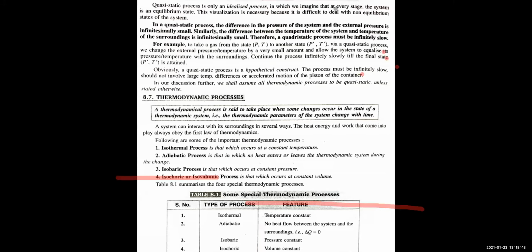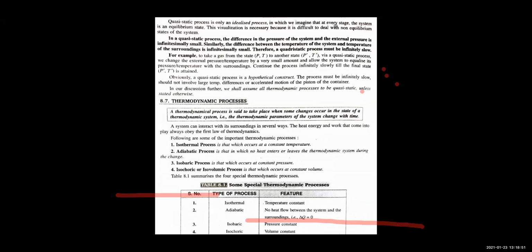Okay, let's talk about thermodynamical processes. Thermodynamical processes are the processes in which the thermodynamical variables which define the system change with time. Now the first thermodynamical process is isothermal, second is adiabatic, third is isobaric process, and last is isochoric, right? Or you can also call it isovolumic process.